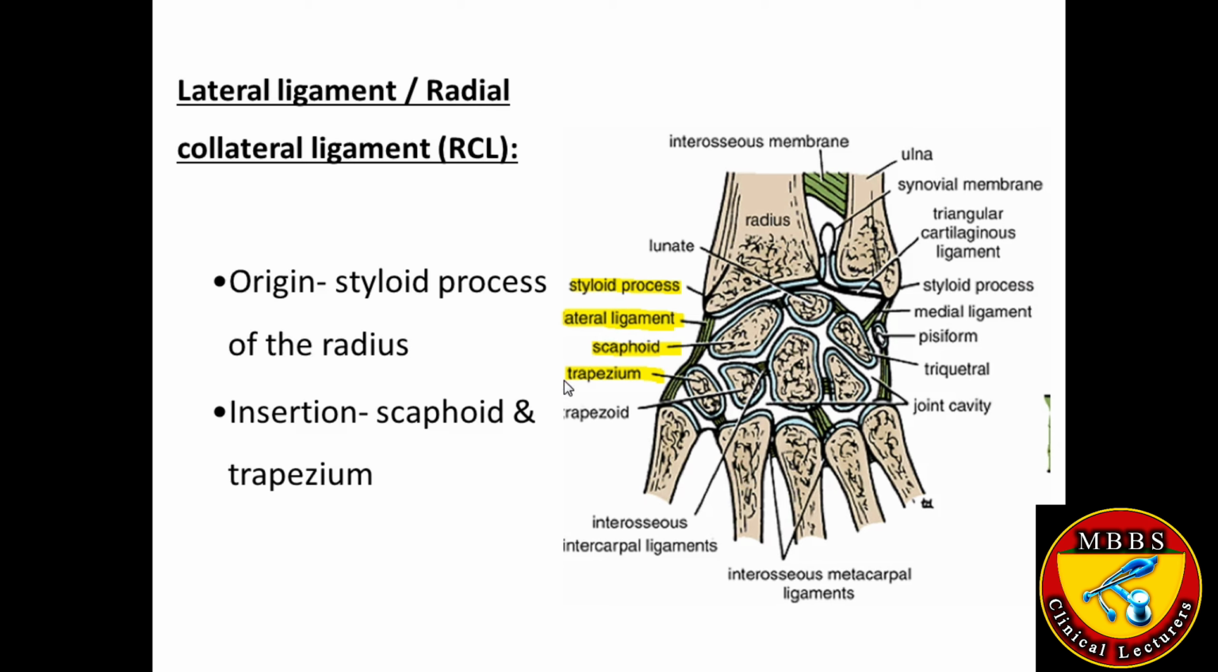Then the lateral ligament or radial collateral ligament. The lateral or radial collateral ligament originates from the styloid process of the radius, just deep to this one, and is inserted into the scaphoid and the trapezium. The scaphoid, this one, and the trapezium are just deep to the lateral ligament. You can see over here, that is the lateral ligament. It goes downward, originating from the radius and inserting toward the scaphoid and the trapezium.